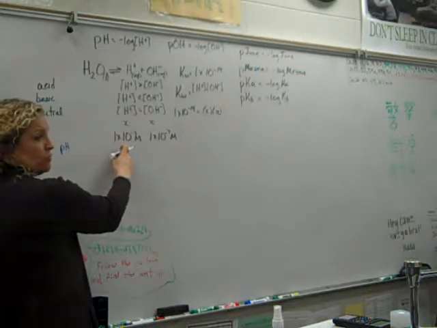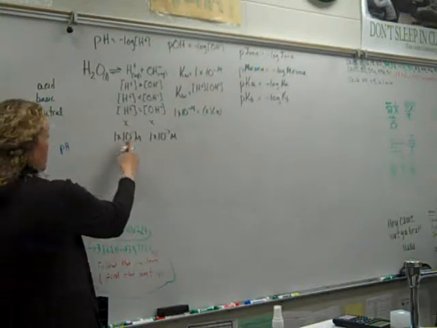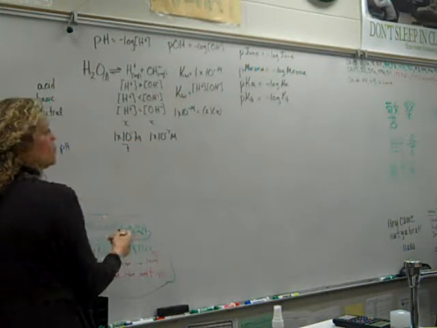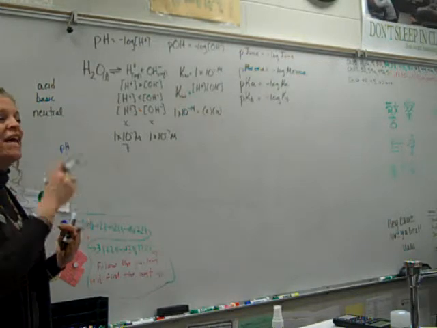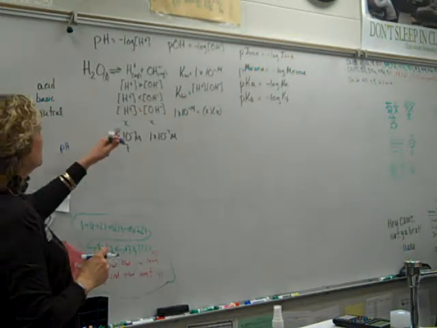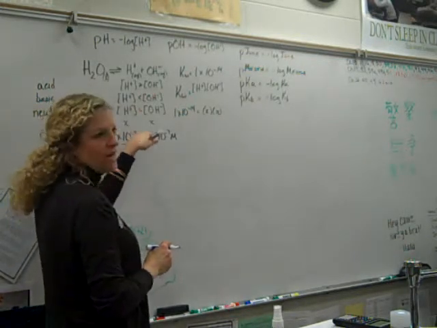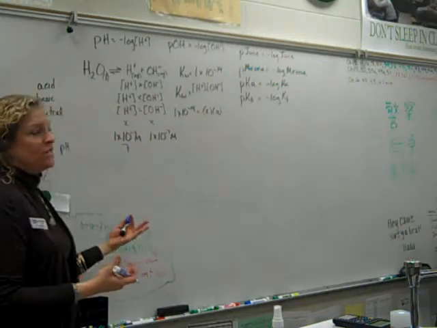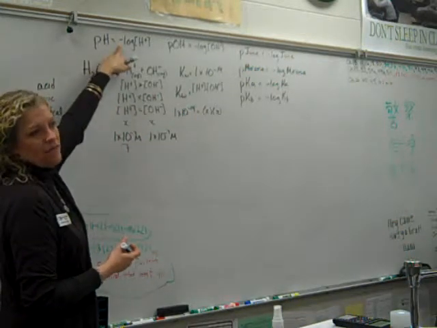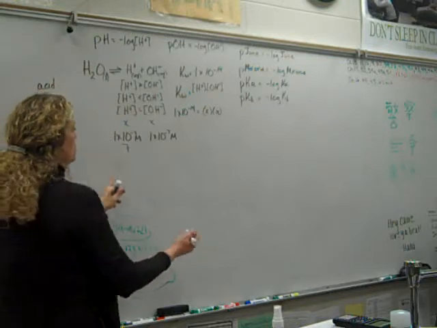What would be the pH of the neutral? 7. Have you guys figured out that, remember, log means what is 10 raised to? So if you're taking the log of 10 to the negative 7, it's negative 7, and then it says to take the negative of that. Okay? What's the pOH?